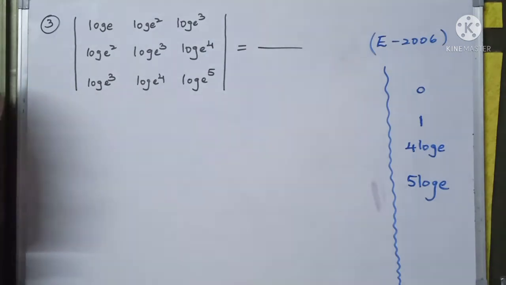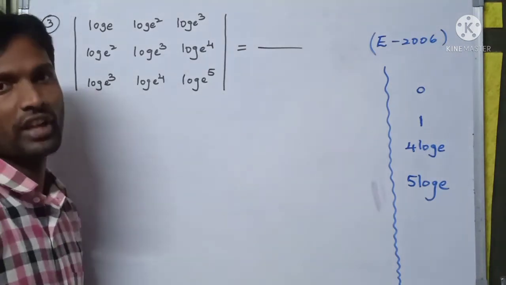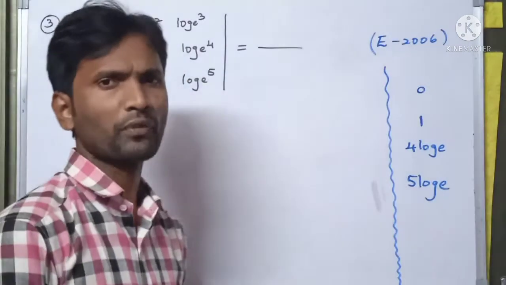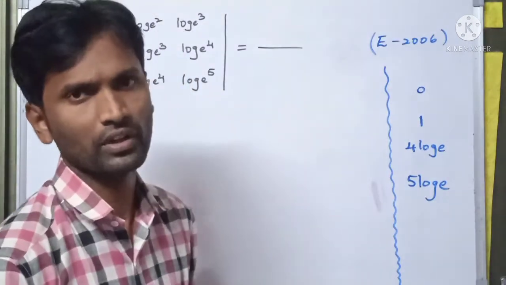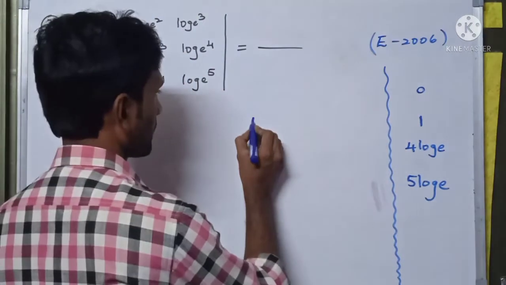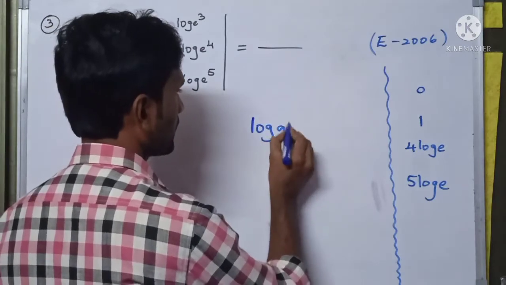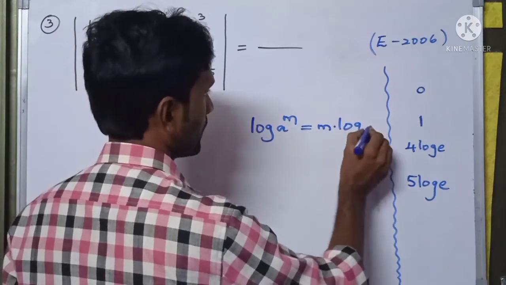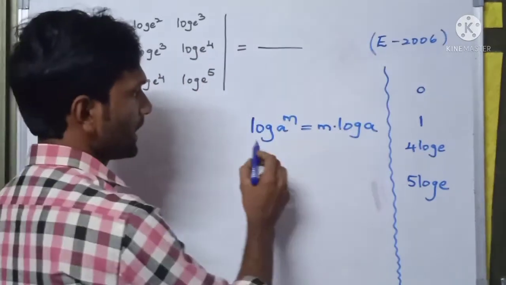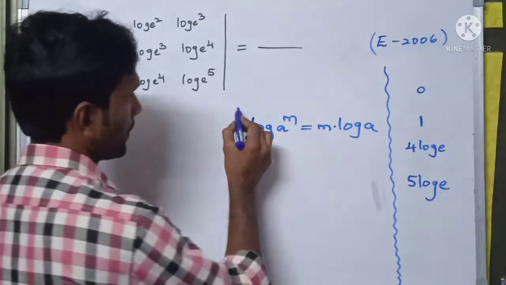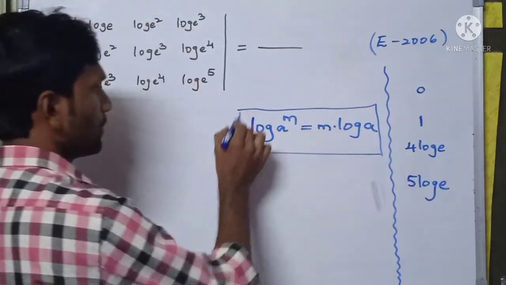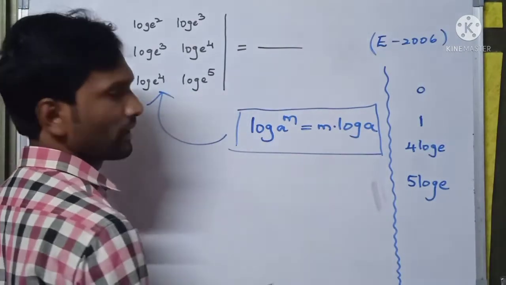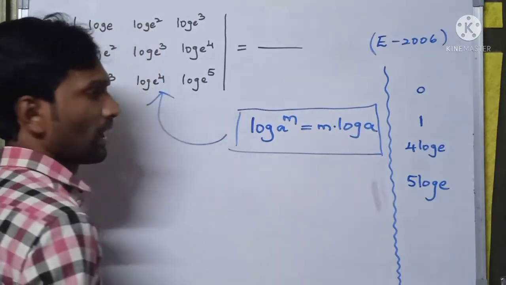To find the value of a given determinant, there is a standard formula in the chapter logarithmic functions. What is the standard formula in this chapter? It is like this: log a to the power m is equal to m into log a. This is the standard formula in the chapter logarithmic functions. Now apply this formula to find the value of the given determinant.